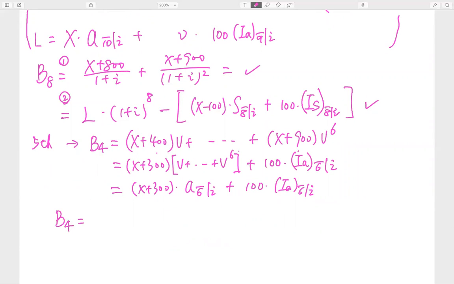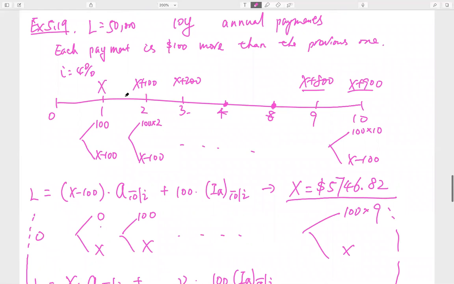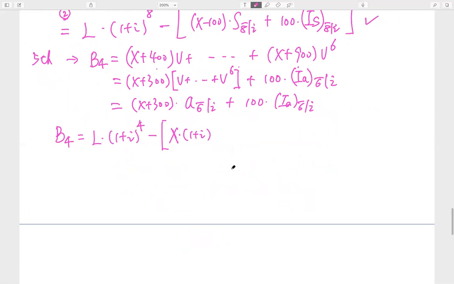You can also try this. L times 1 plus i to the fourth minus the first one. You need to count how many years, right? So I need to go to year 4. Okay, the first payment is X. So the 1, 2, 3 years, right? So the 3 years. X plus 100. Then I accumulate by 2 years. X plus 200 accumulate by 3 years. And the last one does not need to accumulate. So this is the retrospective method, right? You should be able to get the same result.